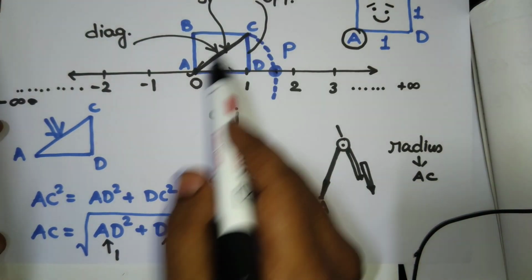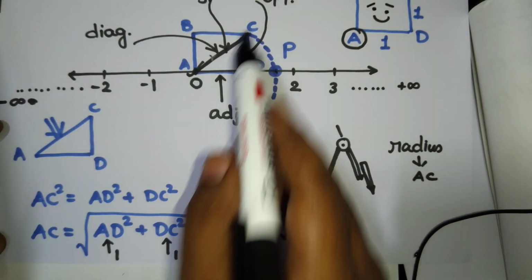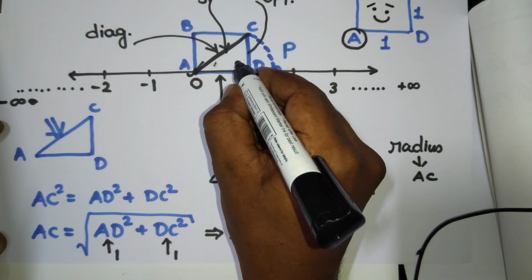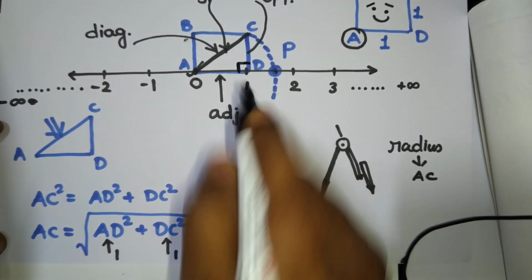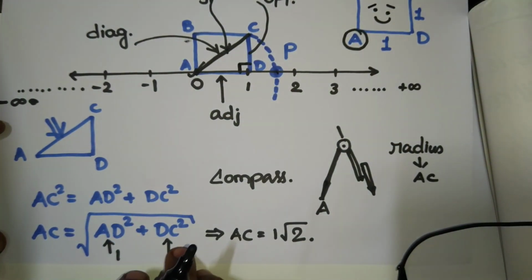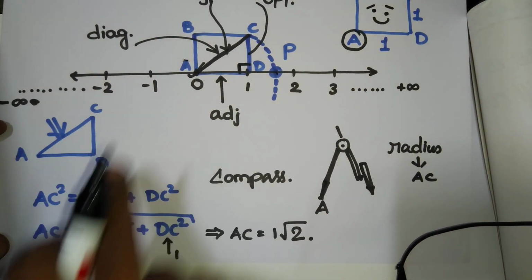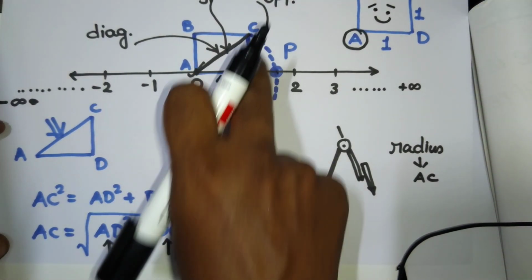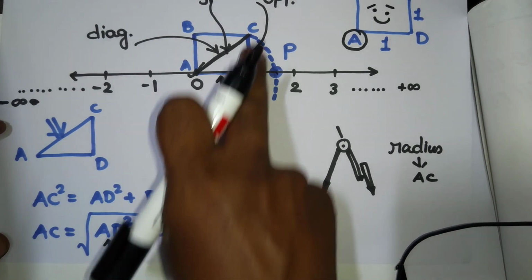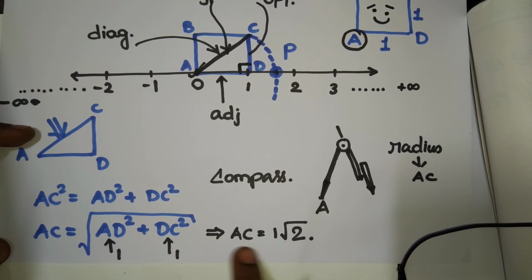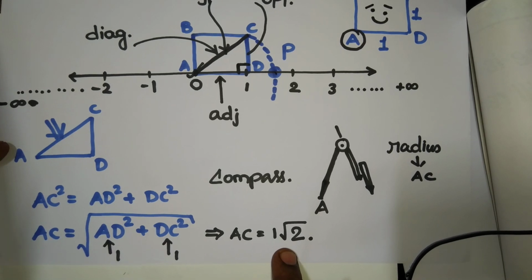So we took this triangle here, a right angle triangle. Now this is the hypotenuse. We have sides of 1 unit each, 1 unit on each side, and therefore we got AC is equal to square root of 2.